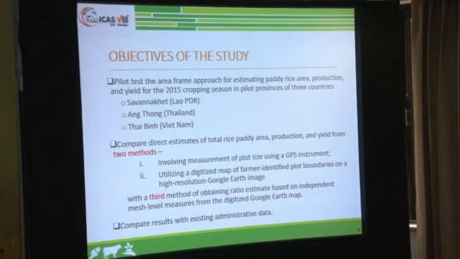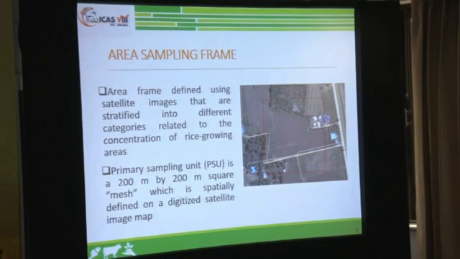Also, it aimed to compare direct estimates of total rice paddy area, production, and yield from 2 methods. The first one involves the measurement of plot size using a GPS instrument. The second one is to utilize a digitized map or farmer-identified plot boundaries on a high-resolution Google Earth image. And then a third method of obtaining a ratio estimate based on independent mesh-level measures from the digitized Google Earth map. And then finally, to compare the results with existing administrative data.